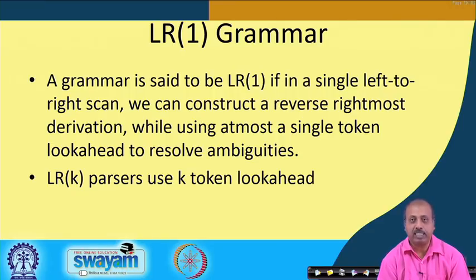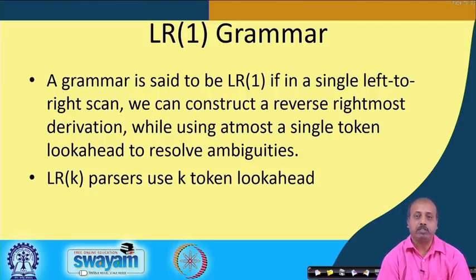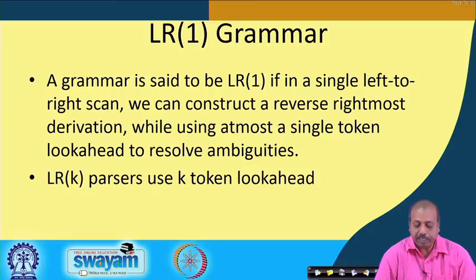So, just like any other LR parser, it will be doing a reverse rightmost derivation. So, it is a bottom-up parser and it will be doing a rightmost derivation. At every step the rightmost non-terminal symbol will be replaced by the corresponding right hand side of the production rule. In general, LRK parsers will be using K token look ahead.